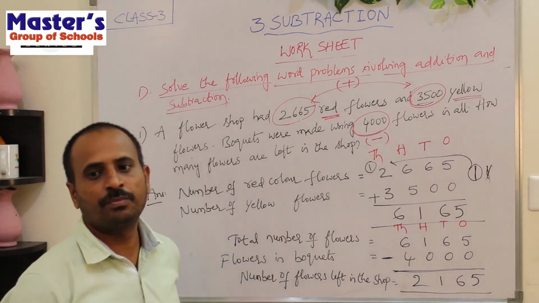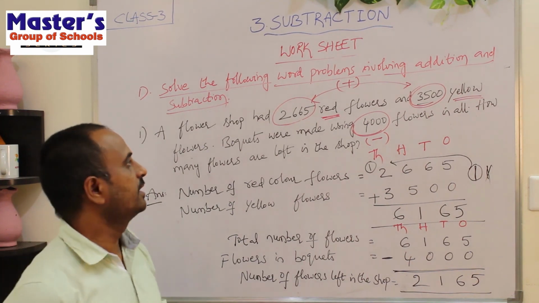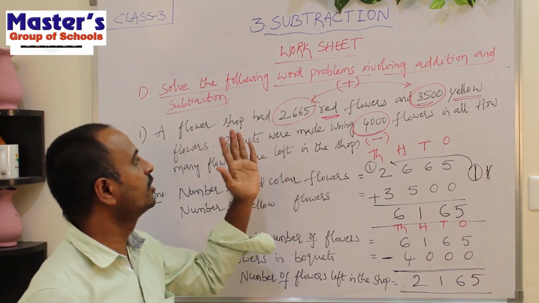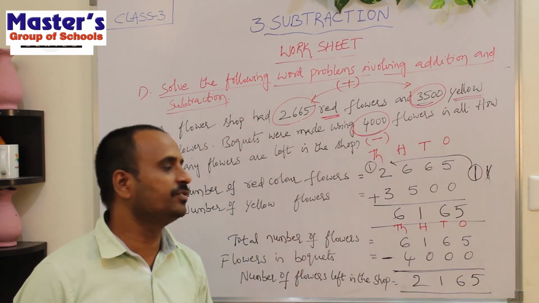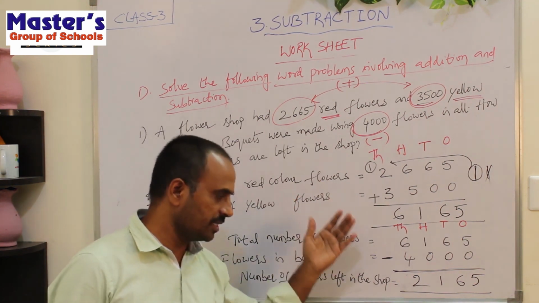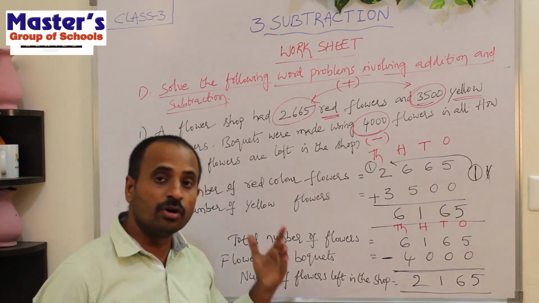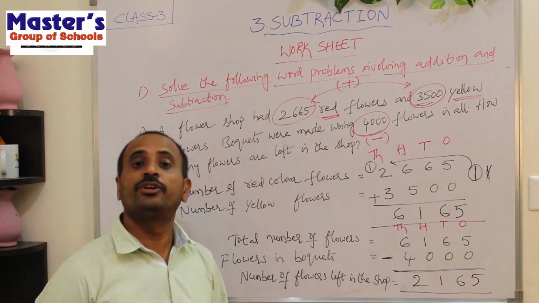Children, especially in this type of problems, those which include both addition and subtraction, first we have to find the numbers which are to be added and the numbers which have to be subtracted. Then we will get the correct answer. And there will be one more problem in this section, so practice that problem at home as homework.